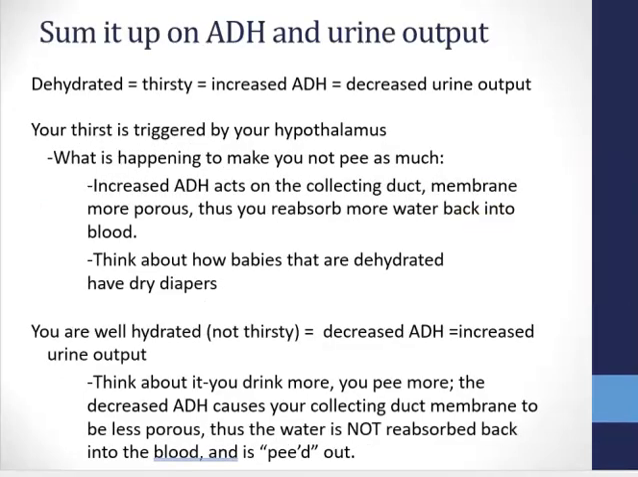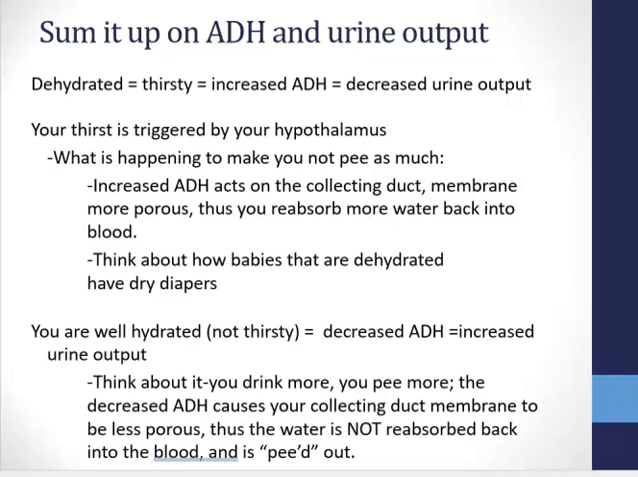So let's sum it up all together with ADH and urine output. A dehydrated patient is going to equal thirst, which is going to increase the hormone ADH, which is going to decrease urine output. Your thirst is triggered by your hypothalamus. What is happening to make you not pee as much? An increase in ADH acts on the collecting duct.